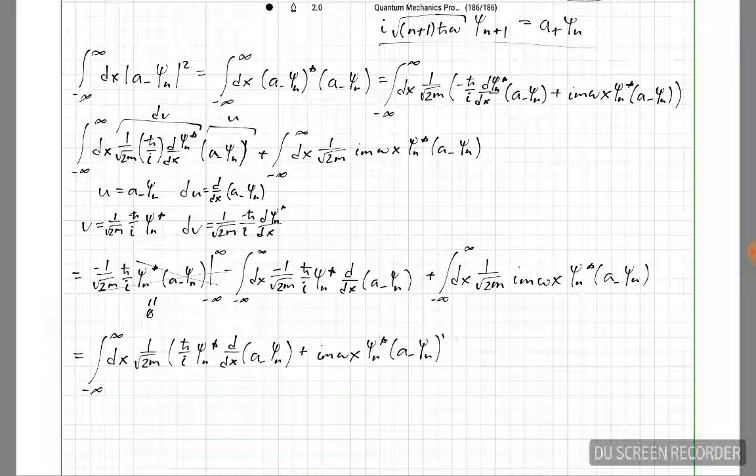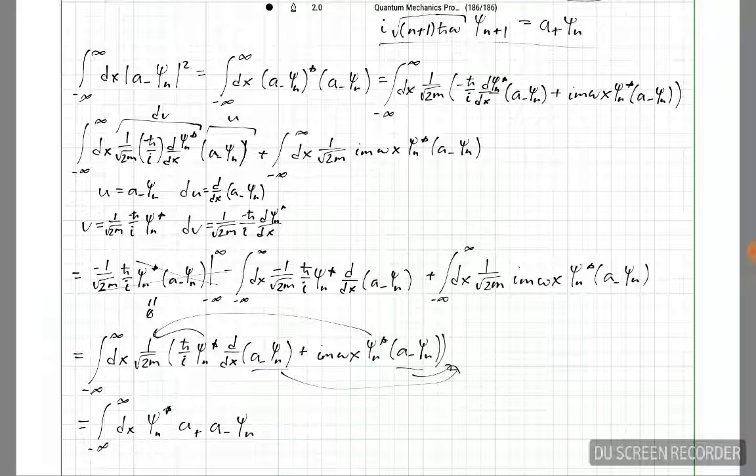And we can pull out the size to go out in front. And then these are going to go back here because the operator is acting on them. So what I have is the integral equals complex conjugate, raising operator, because that has positive and positive, so that's the raising operator, times the lowering operator, times psi n.